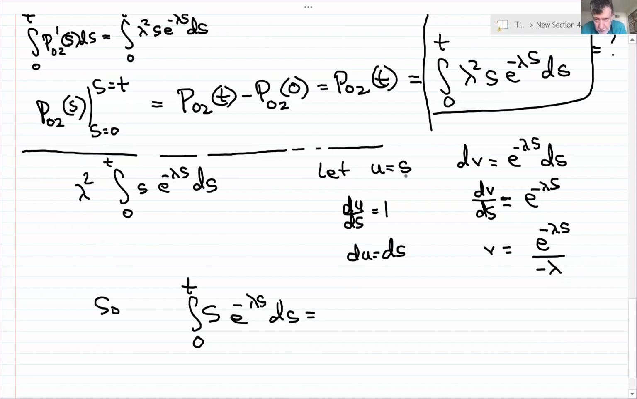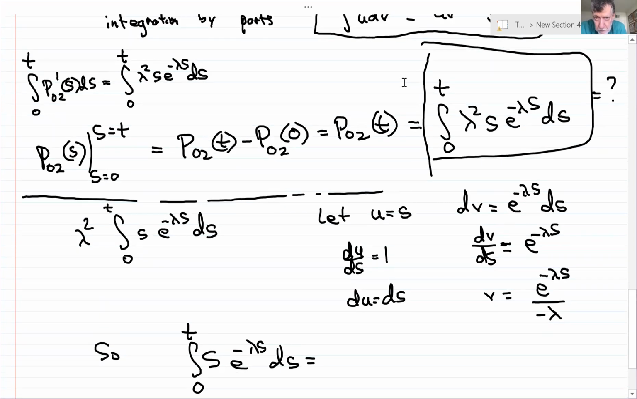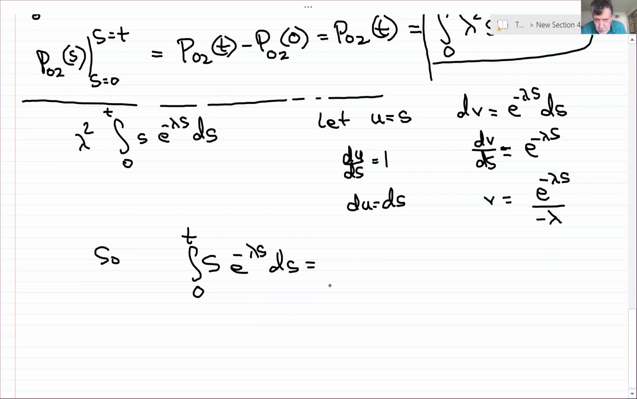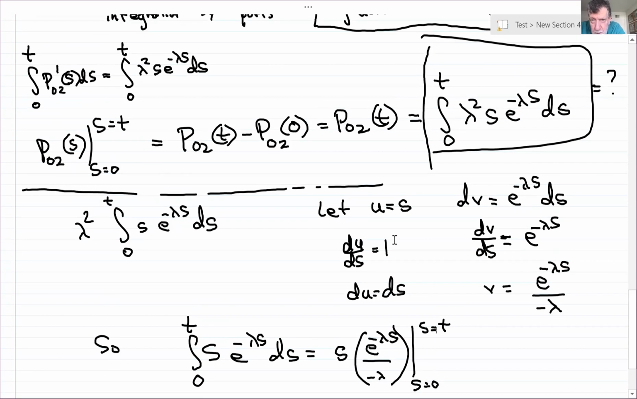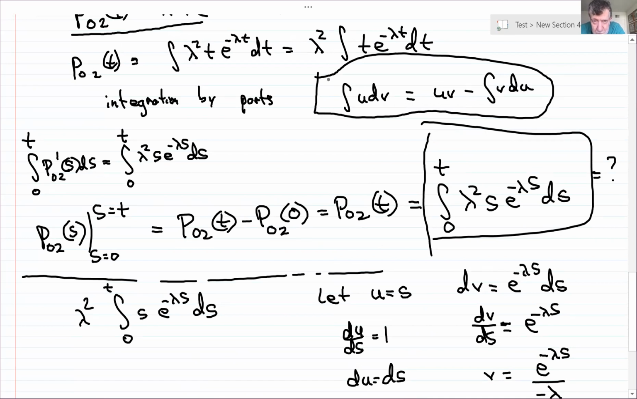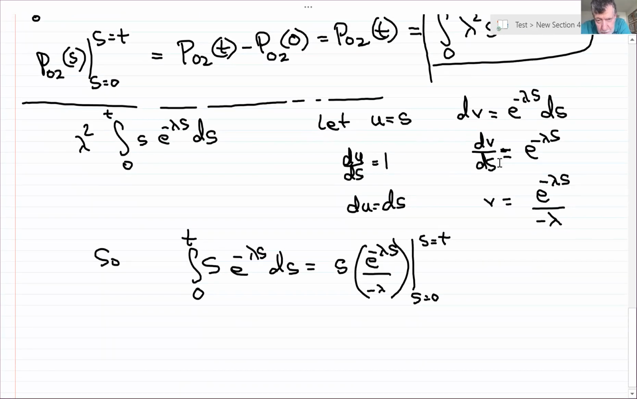And that equals u, which is s. I'm using the parts formula now, which is up here, which is u, which is s, times v, which is all of this stuff, e to the minus lambda s over minus lambda. But when you have limits here, the limits go here as well. This is for s going from 0 to where? To t. I think I'm doing this right. This is the uv part. But when you have limits, you put the limits here, and you put the limits here as well. So the limits in this case are 0 to t.